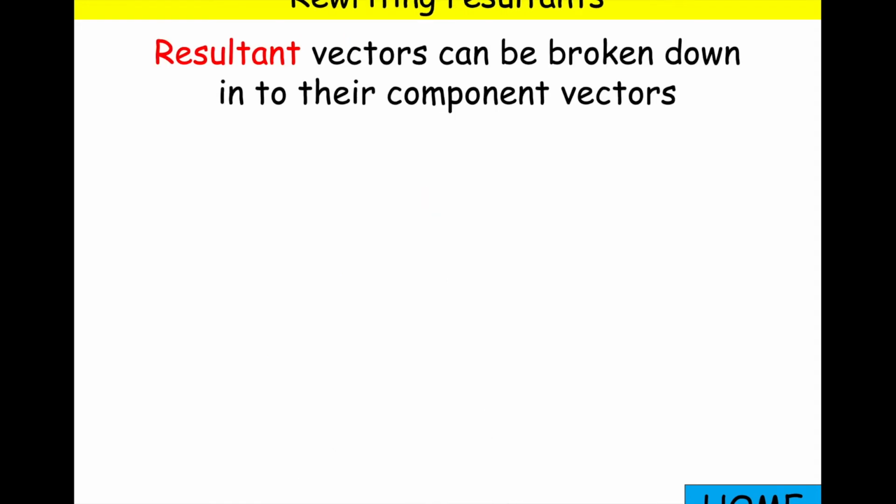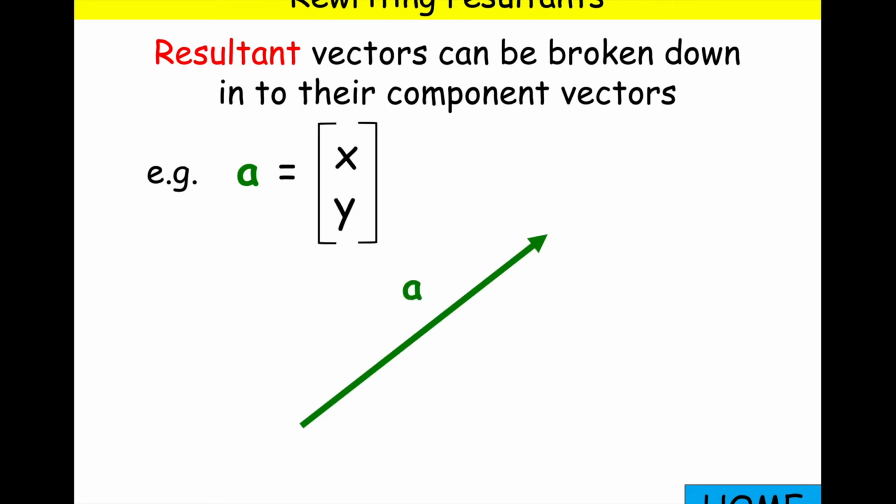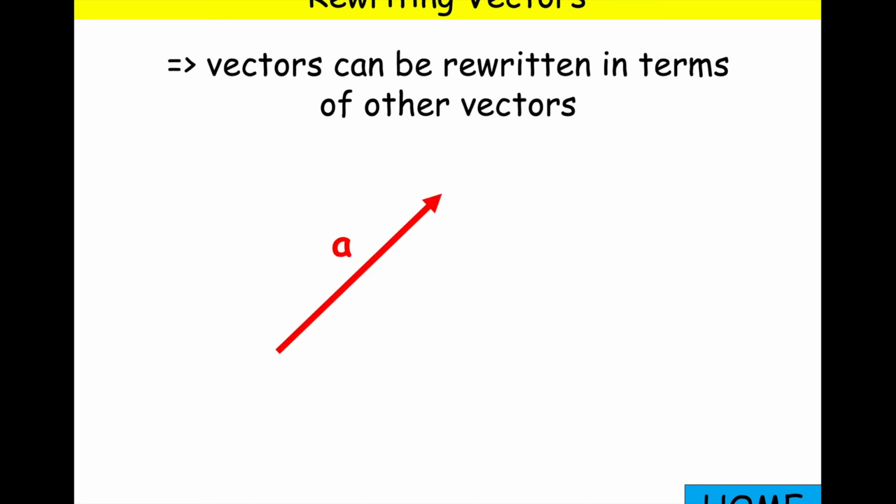Okay, and that also means it can be the reverse, meaning the resultant can be broken down into components. So this is vector A, which consists of x direction, x movement in the horizontal direction, and y movement, meaning vertical movement. Okay, right.